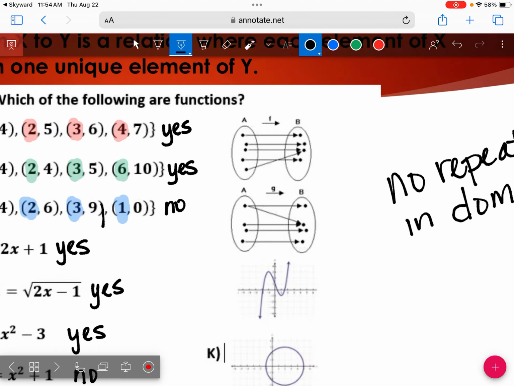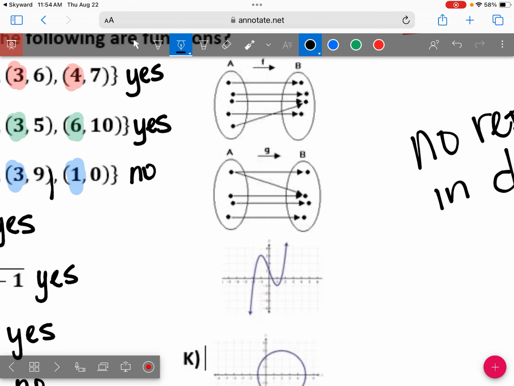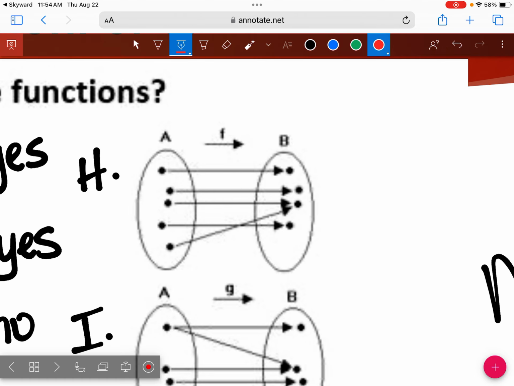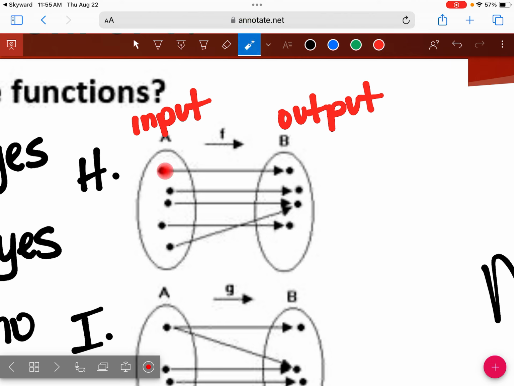All right, let's move over. Now, these are supposed to be numbered. I don't know, but this is H. This is I. This is J. I don't know if yours is numbered or not, but for H, this is called a map. The first oval is your input. The second oval is your output. So the one thing I want you to notice is every single input is only going to one output.